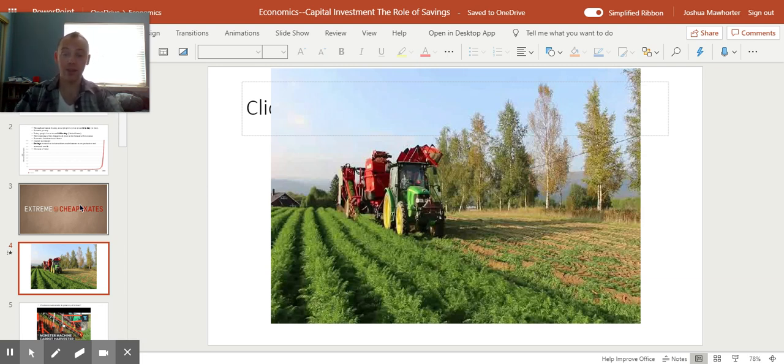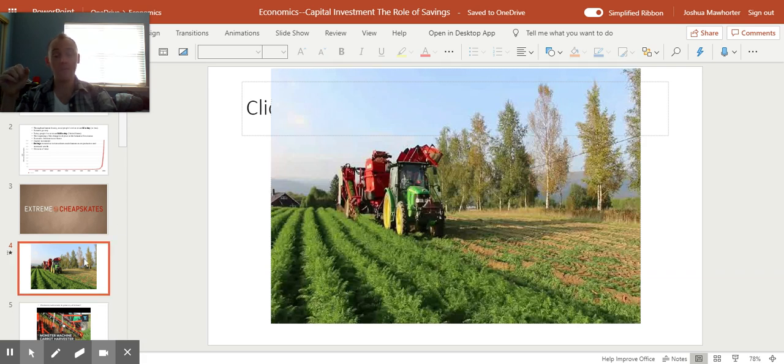Being more productive. Same principle with this kind of tractor here that's a carrot harvester: the investment in this is going to be costly. It's going to take maintenance to keep this up, things can break. It takes an amount of saving and sacrifice and money to purchase something like this in the first place.